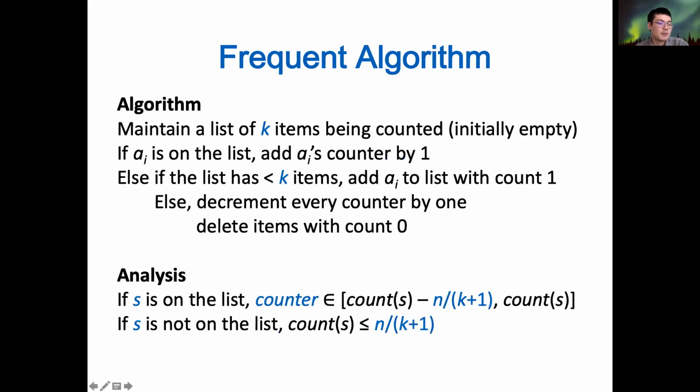So now let's look at this. We are saying that if you are on the list, add a counter, it's fine. If the list has less than k, that's also fine. But the worst case is case 3. When you see an element that is not on the list, and the list is full, then you will decrement every counter.